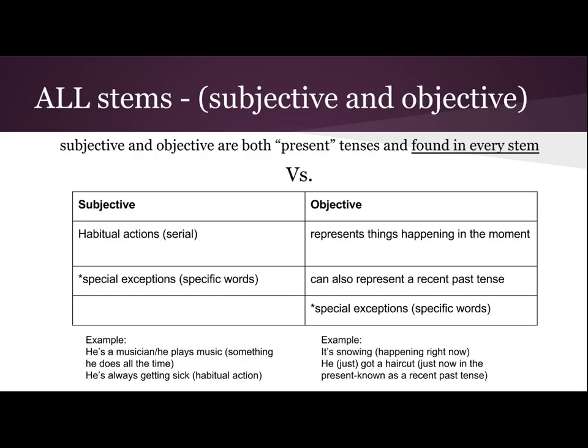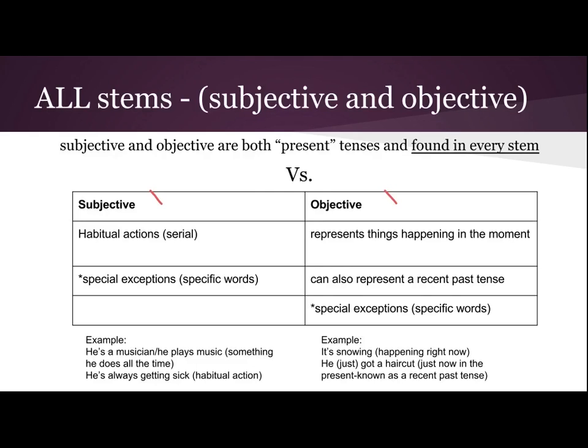One other quick thing to note, if you're wondering, okay, stems have subjective and objective sides. Well, what is the difference between those two? They're kind of both present tenses. It just depends on the type of verb. But they are found within every single stem. So the A stem, C stem, O stem, U stem, and so on. But every stem has a subjective side and objective side. You don't really have to worry about this right now. Right now, I want you to focus on learning the pronouns and the patterns of the pronouns.